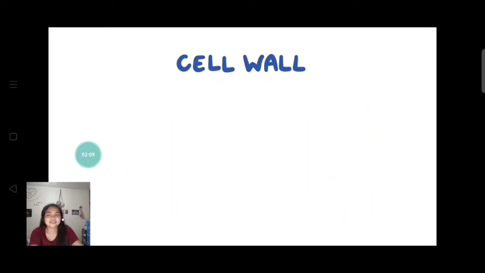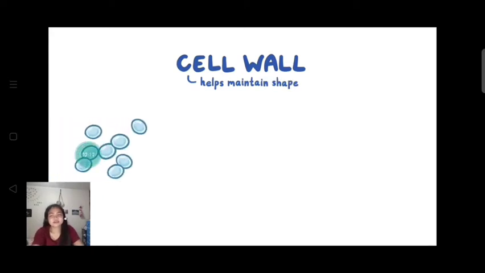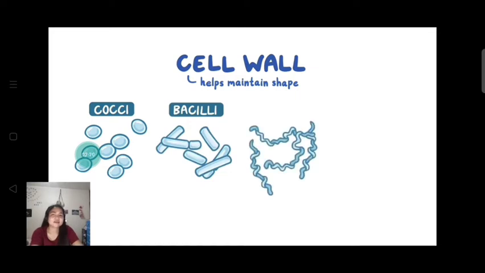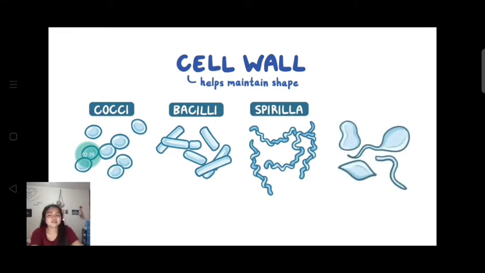Additionally, the cell wall helps maintain their shape. The round-shaped bacteria are called cocci. Rod-shaped ones are called bacilli. Spiral-shaped ones are called spirilla. And sometimes, the same bacteria can have multiple forms, in which case they are called pleomorphic.